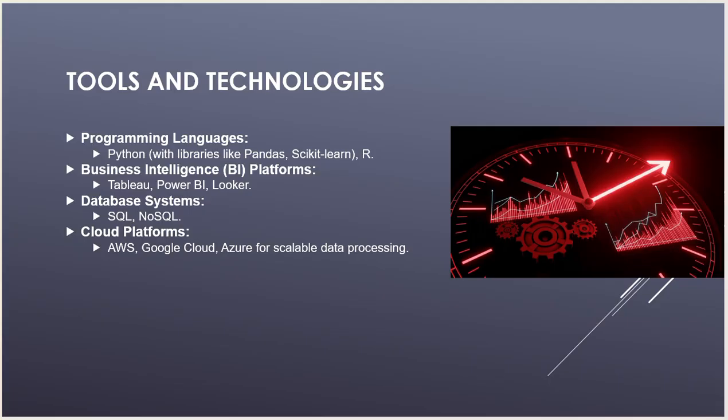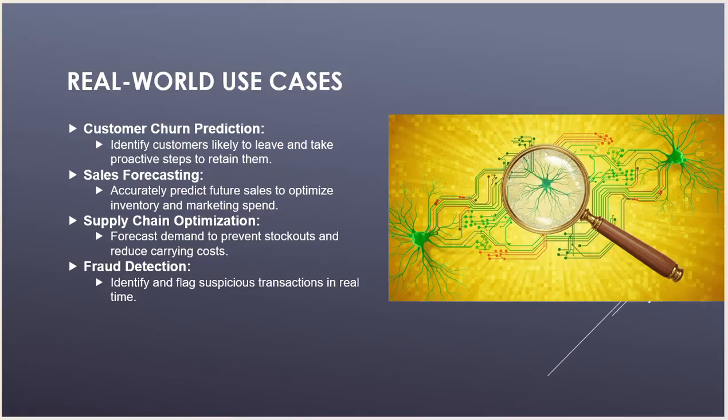So cloud will increase. So the real world use cases of proactive business analysis, customer churn prediction. So identify the customers likely to leave and take proactive steps to retain them. On the basis of data, what the customer wants from your platform or your product, and what will attract more customers.